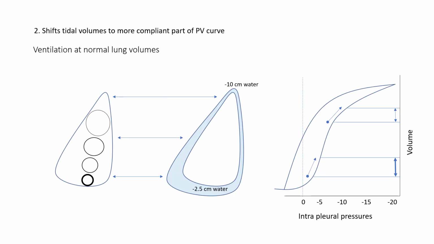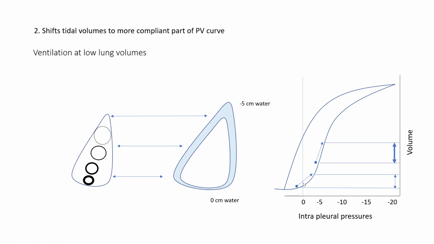Using a PEEP also shifts the tidal volumes to a more compliant part of the pressure volume curve. So when you're looking at the normal lung volumes, the intrapleural pressures are lower on the top compared to the bottom. So there's a relative overstretching in the alveoli at the top when compared to the bottom as well. Most of the lungs lie in the compliant portion of the PV loop. If you're ventilating at lower volumes, you can see that you are not in the most compliant part, as more and more area is falling into this area where there is a relative opening and collapse of the airways.